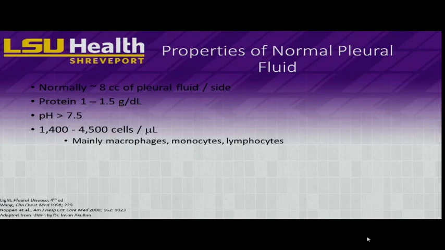So as far as the normal properties, generally it's a very low protein fluid, should be alkaline, and can have immune cells, but those should mainly be macrophages, monocytes, and lymphocytes. So any neutrophil predominance in the pleural space is also very abnormal.